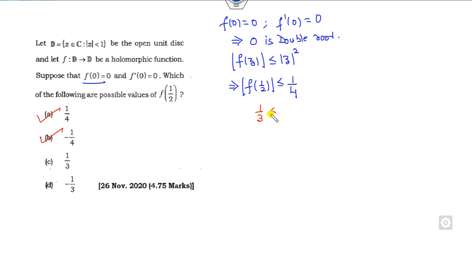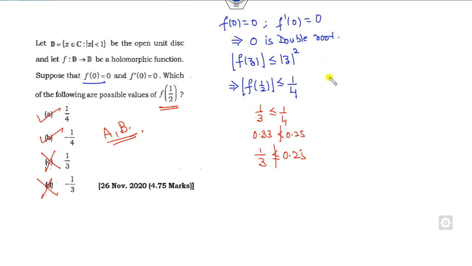Is it less than satisfied? Clearly, it is not satisfied because it's 0.33. It is 0.25, not satisfied. Minus 1 by 3 mod, again it's plus 1 by 3, it's 0.33, again not satisfied. The right answers are A and B.